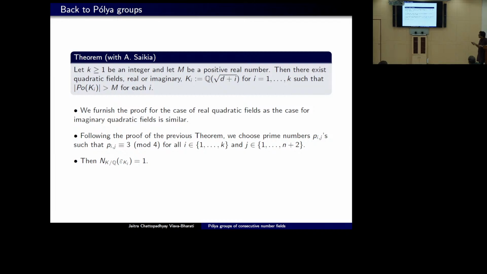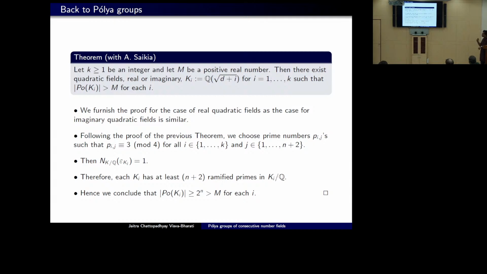Therefore, if we allow even one prime which is 3 mod 4, then the norm is 1 for the fundamental unit. Therefore, by the result of Hilbert, the order of the Pólya group is 2 to the power of the number of ramified primes, which is n. So it is again bigger than m, and we get a much bigger Pólya group.